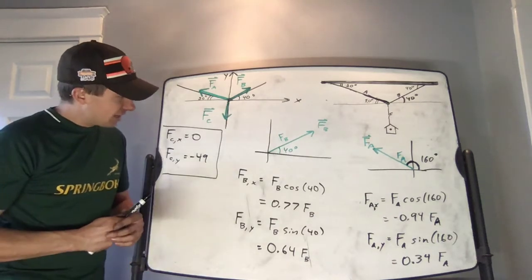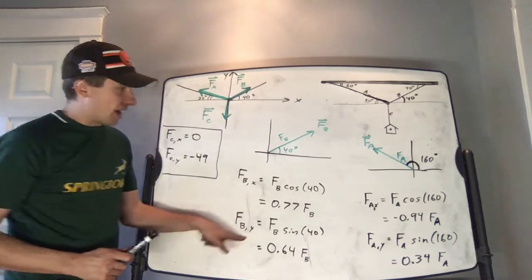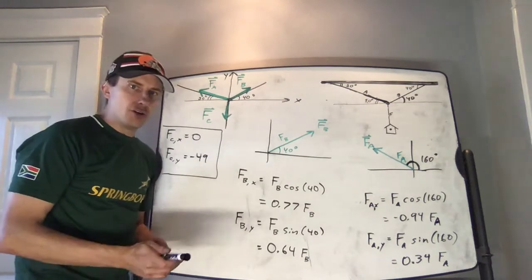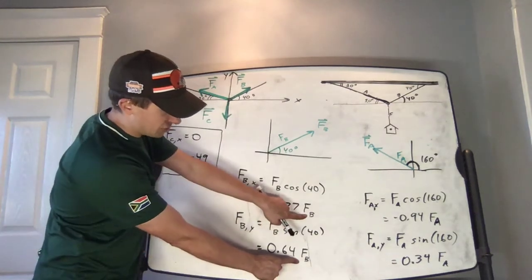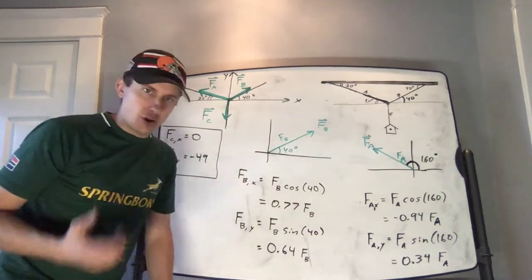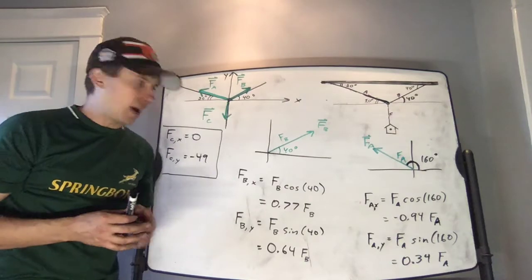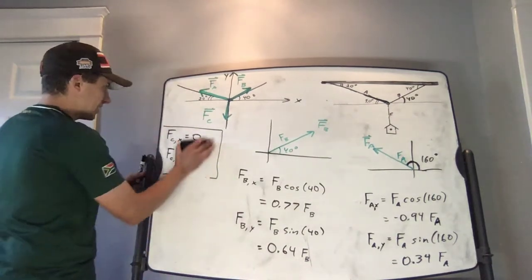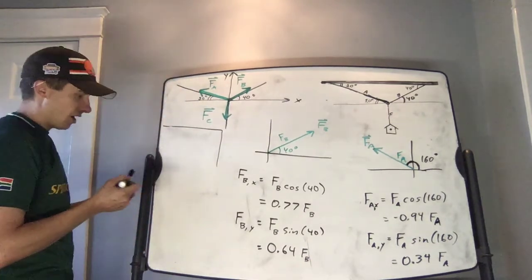So here, even though I have four quantities, FBX, FBY, FAX, and FAY, I really only have two unknowns written on the board. One unknown is the strength of tension in cable B. The other unknown is the strength of tension in cable A. So I'm going to write these over here just to make them neat, and then we'll begin setting up a problem and solving Newton's second law.